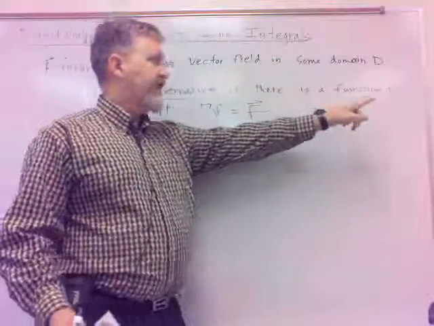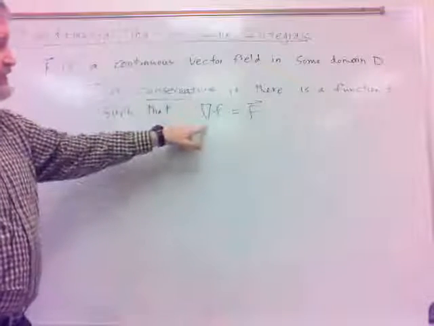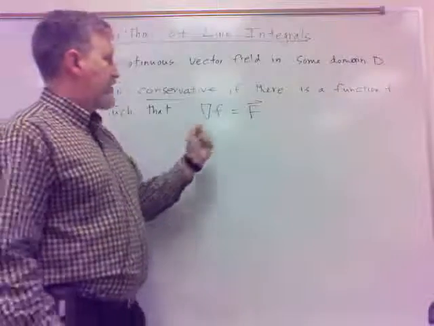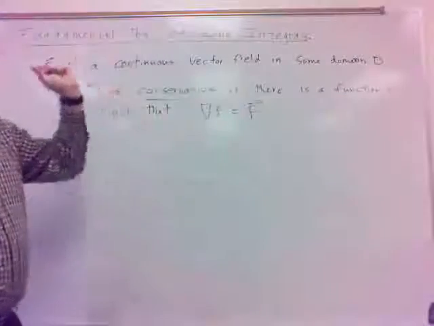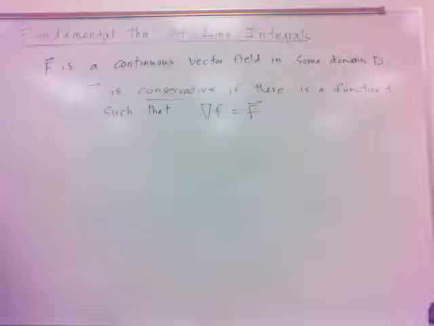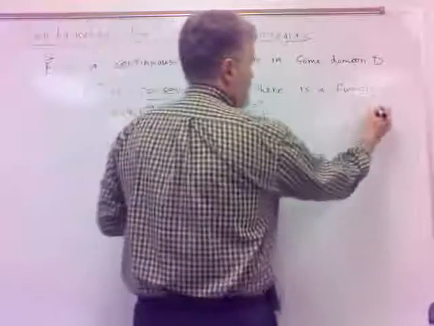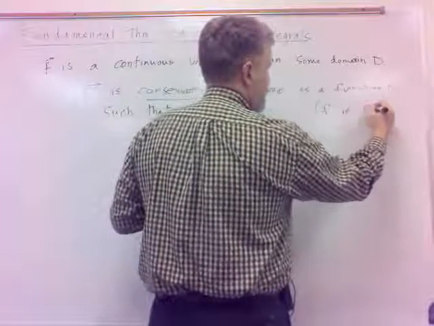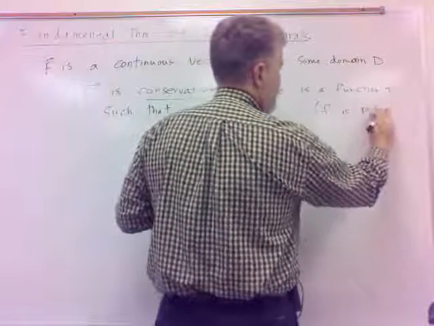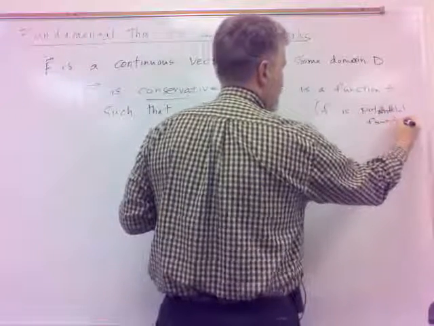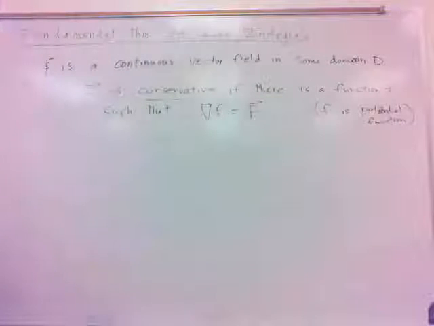So if F is a conservative vector field, if there is a function such that the gradient of f, the vector field formed with the partial derivatives, equals our big F vector field. And recall that if that's the case, f is called the potential function. So that's what we mean by conservative.